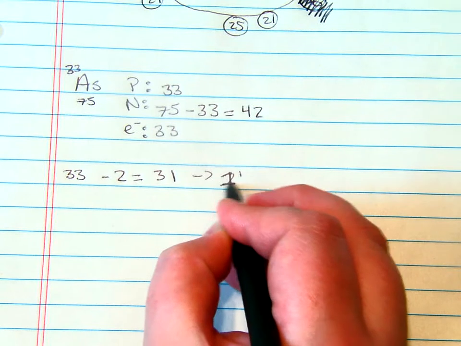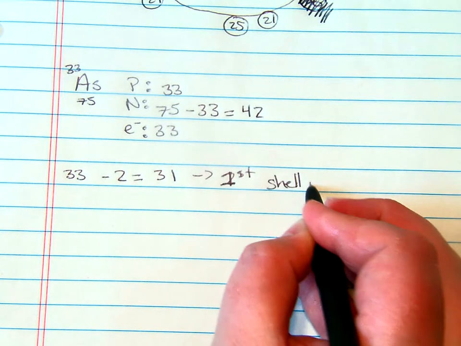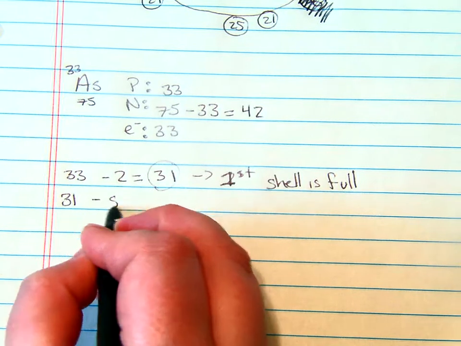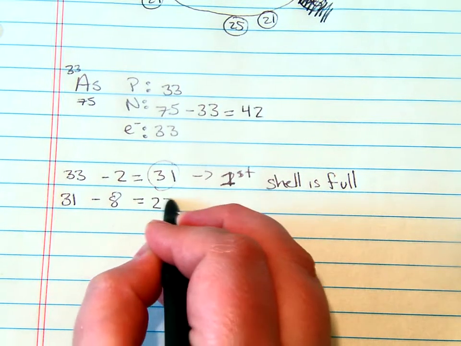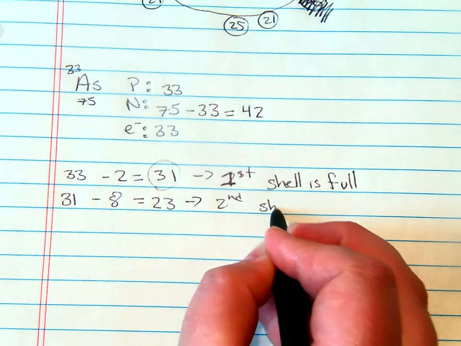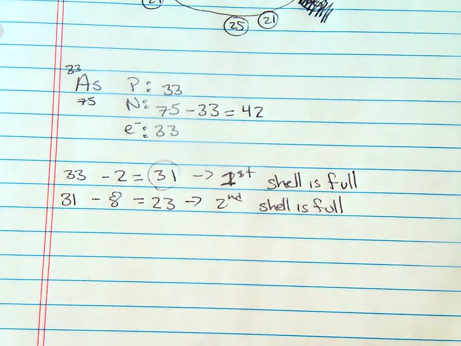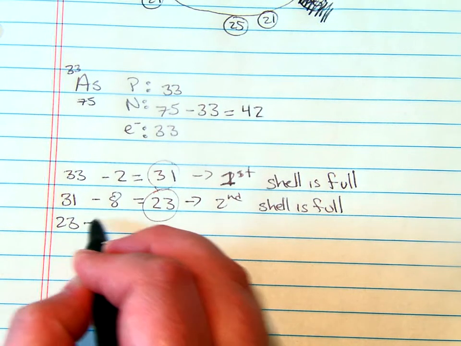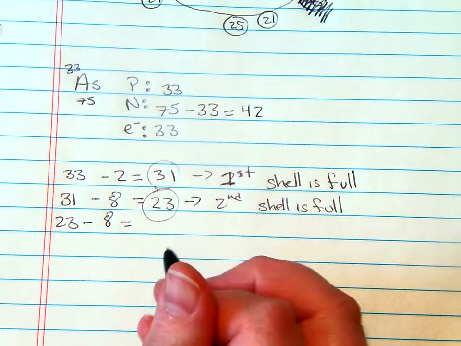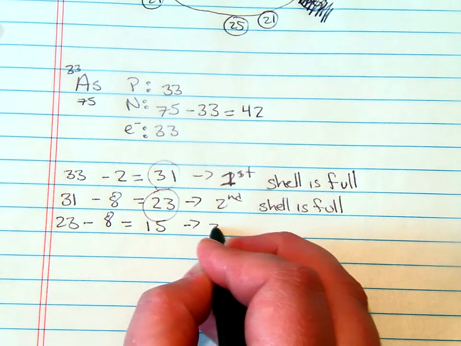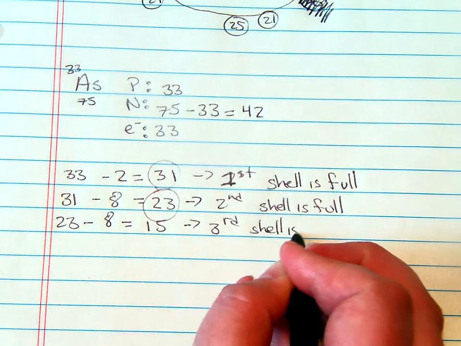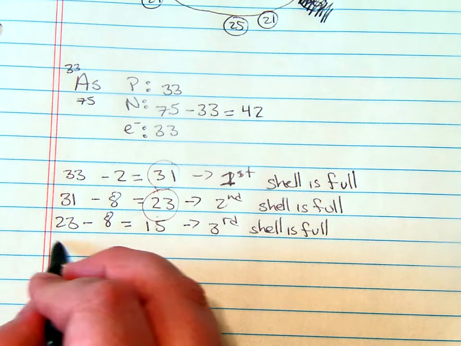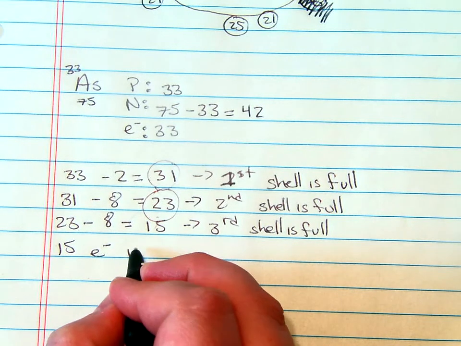So that tells me that the first shell is full. Okay, I now have 31 left. Do I have an 8 in there? Well, yes, I do. That leaves me with 23. So that tells me my second shell is also full. Okay? Well, take that 23. Do I have room for another 8 to pull? I do. So that leaves me with 15. That tells me my third shell is full. 15 does not have 18 in it. So that tells me there are going to be 15 electrons in my fourth shell.